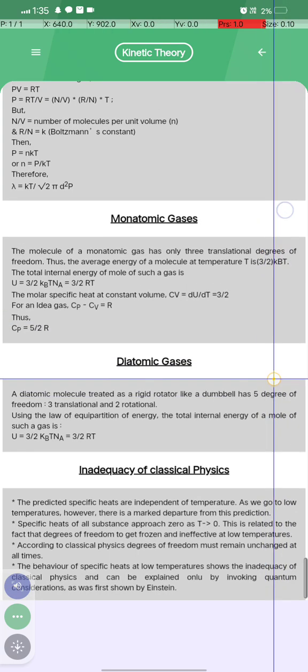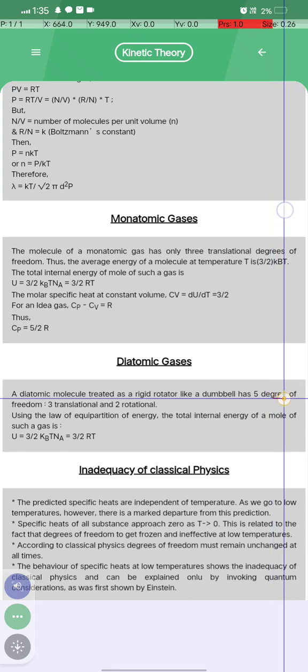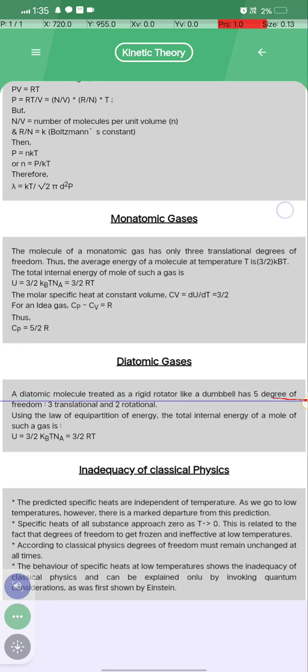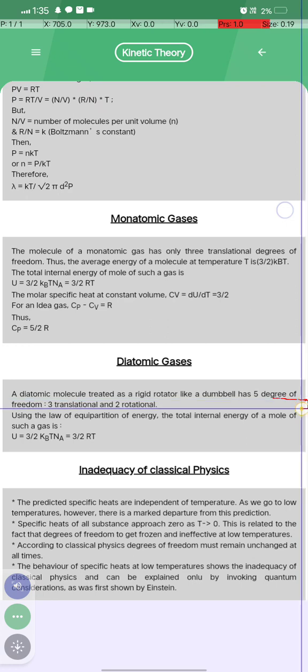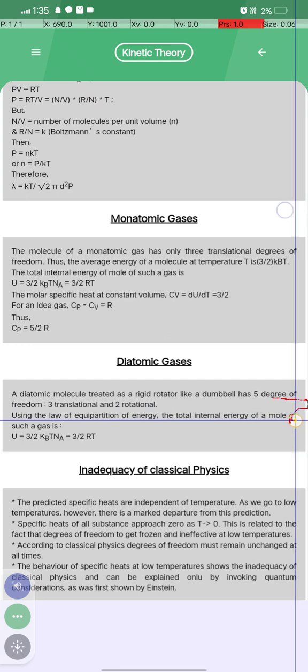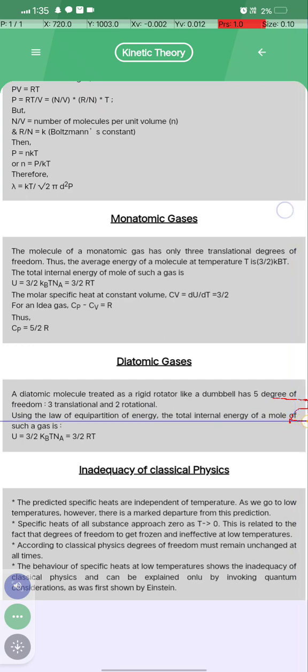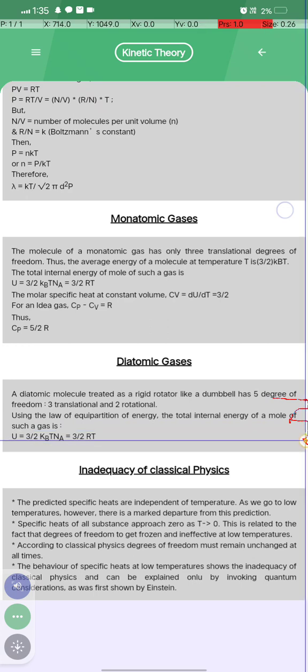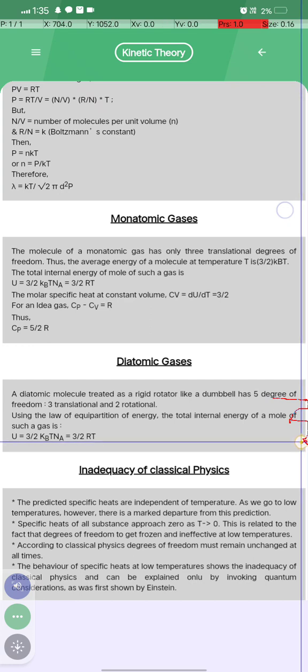What is a diatomic gas? Diatomic gas molecules are treated as a rigid rotator like a dumbbell, which has 3 translational and 2 rotational degrees of freedom. Using the law of equipartition of energy, the total energy of a mole of such a gas is U is equal to 3 by 2 kBT NA, which is equal to 3 by 2 RT.